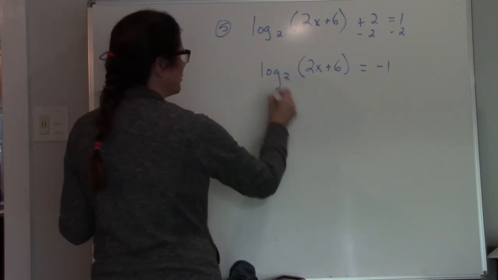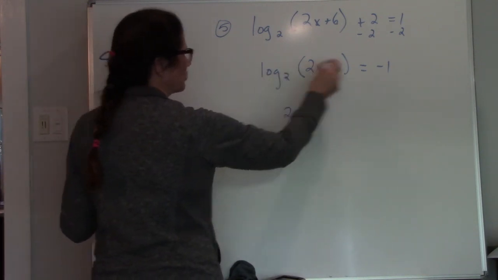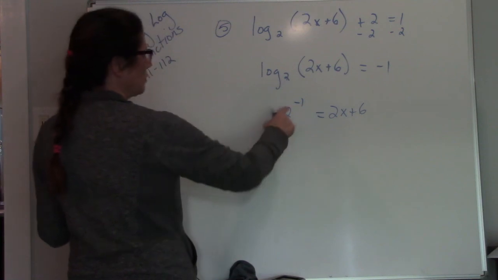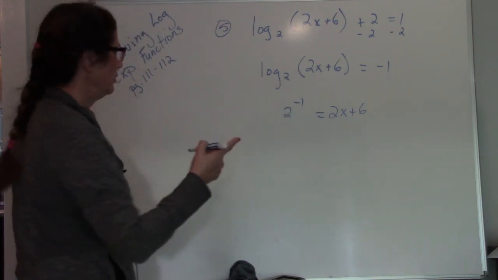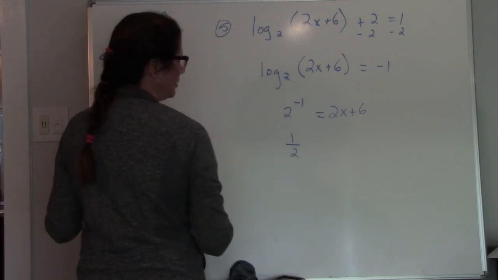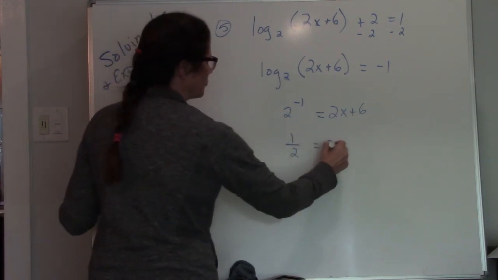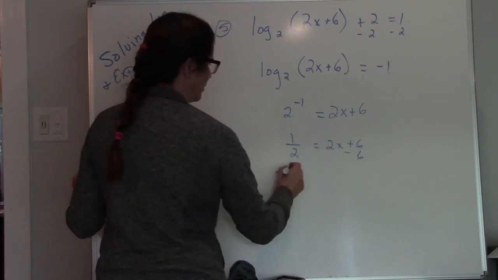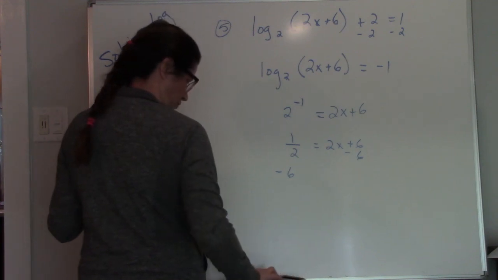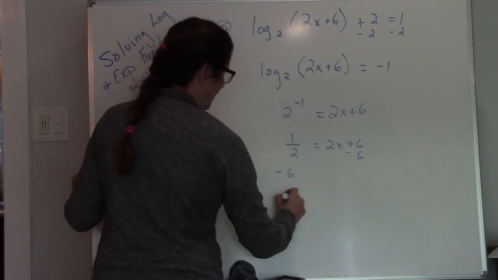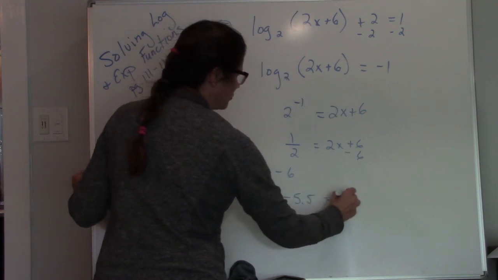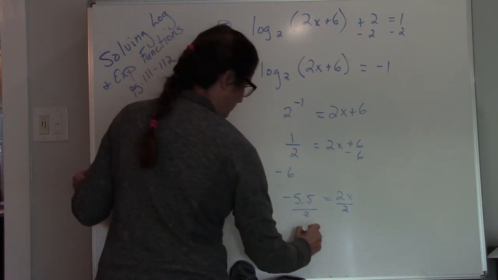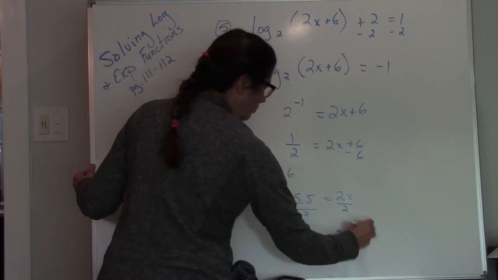Now I can solve it. Because my log is isolated, 2 raised to the negative 1 equals my total. Remember, a negative exponent just means flip it over. So this is actually 1/2, just 2 flipped over, equals 2x plus 6. Now I have a straight two-step equation. I'm going to subtract 6 from both sides. So I have 0.5 minus 6, which is negative 5.5, equals 2x. Divide both sides by 2, and I get x equals negative 2.75.